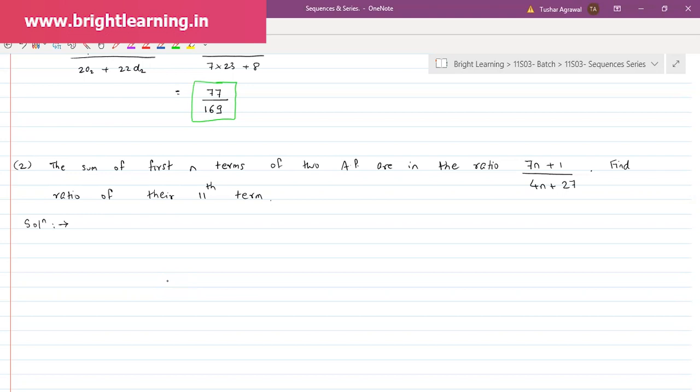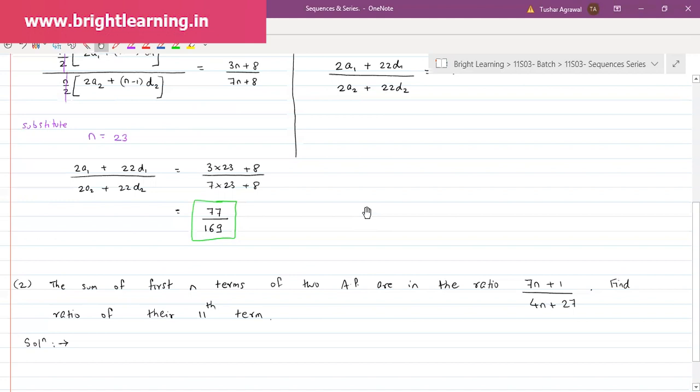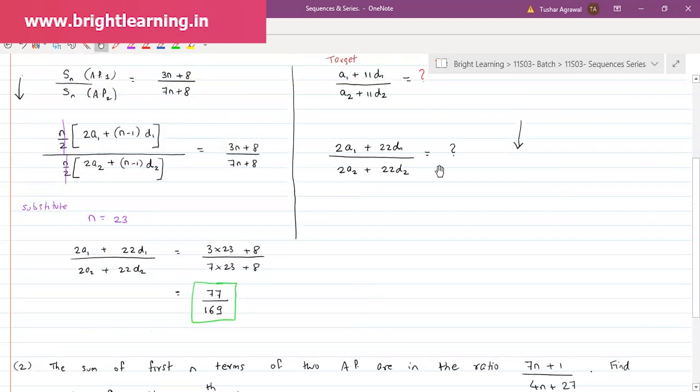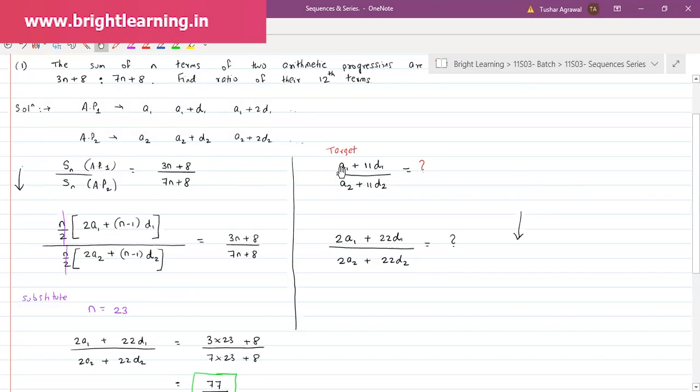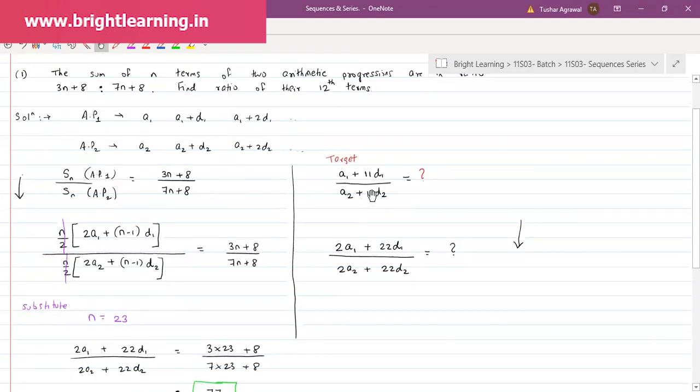Yes, tell me, Pujita. In the previous sum I have one doubt: from where did we get 22, sir? I did that calculation in the reverse order. This was my target, A1 plus 71 D1 upon A2 plus 72 D2. This is what I wanted to calculate, that was asked of me. Find the ratio of the 12th terms.